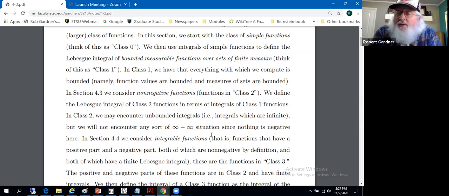In Calculus 1, you had types of limits that were of an infinity minus infinity indeterminate form. And integrals are effectively limits, explicitly so in calculus, and in here limits approached in terms of sups and infs. But there'll be no infinity minus infinity concerns in class 2 because nothing's negative. So there's no subtraction, so there's no minus related.